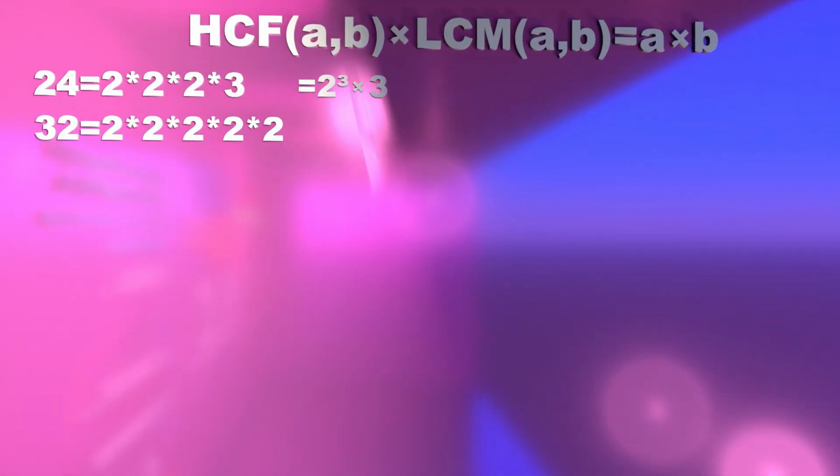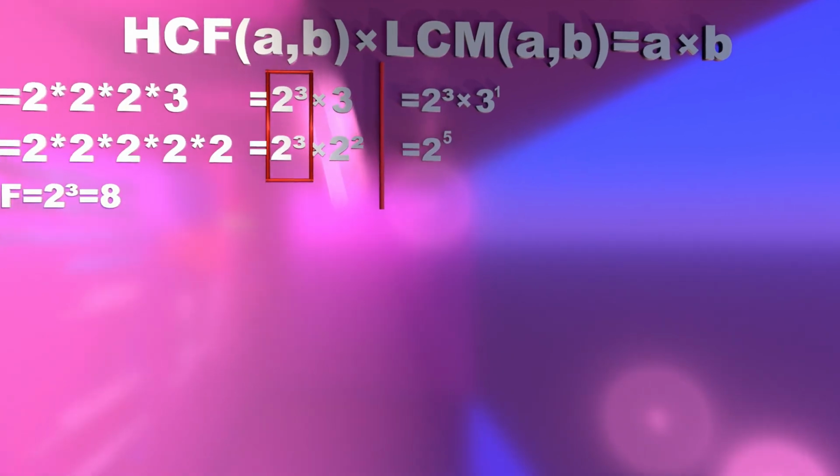Let's assume 24 is a and 32 is b. Here 2 is multiplied 3 times, means we can write 2 to the power 3 into 3. Also 2 is 5 times in the prime factorization of 32, means it is 2 power 3 into 2 power 2. Now 2 power 3 is common in both factorizations, means HCF will be 8. Let's find out the LCM of 24 and 32. 3 can be written as 3 to the power 1 and 32 can be written as 2 power 5.